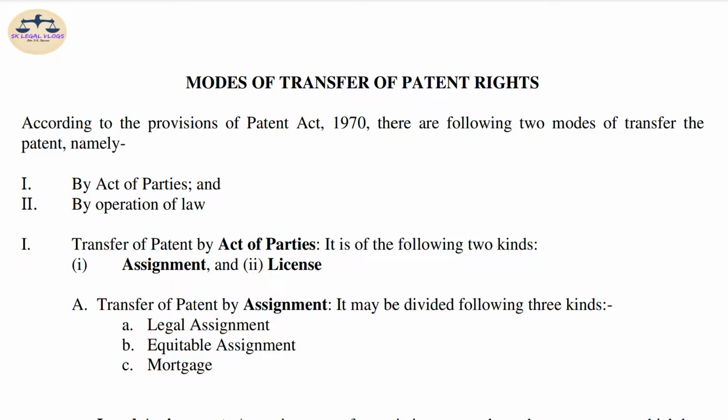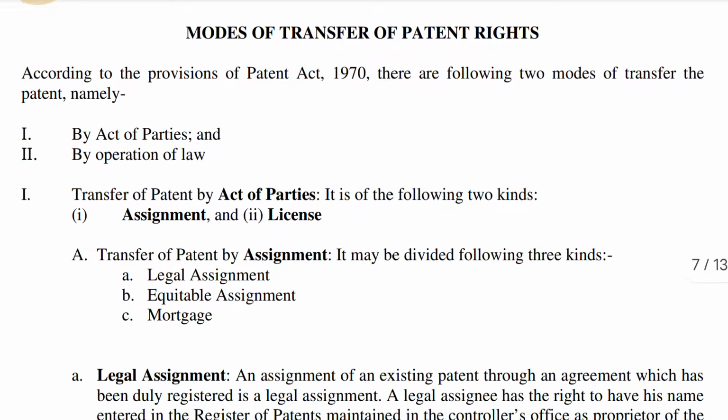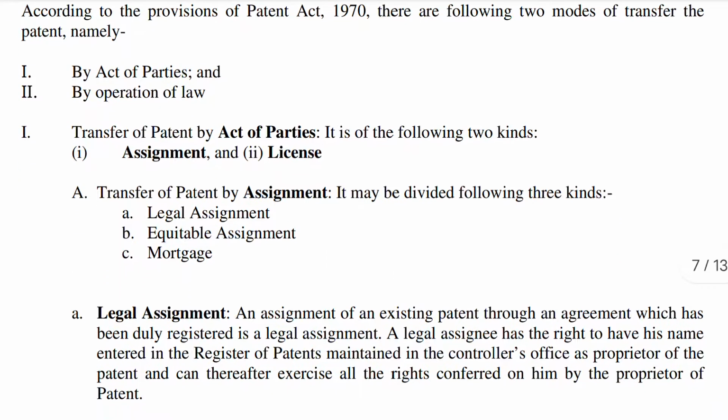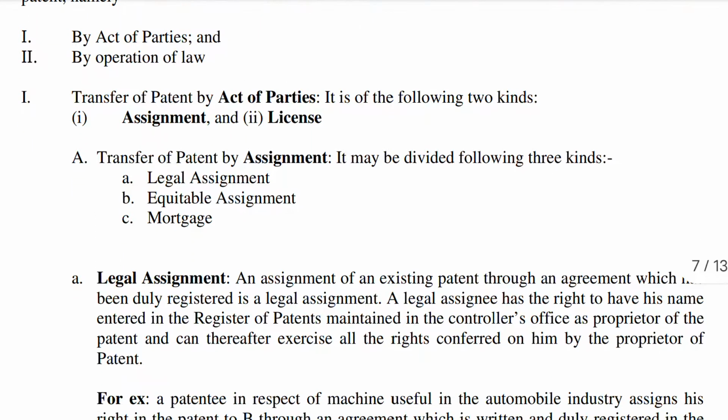So the transfer of patent by act of parties may be of two kinds. First one is by assignment and the second is by license. And the transfer of property by assignment may further be divided into three kinds. That is, the first one is legal assignment, second is equitable assignment, and the third is mortgage. Now firstly we come to the assignment concept, thereafter we will come to the license.